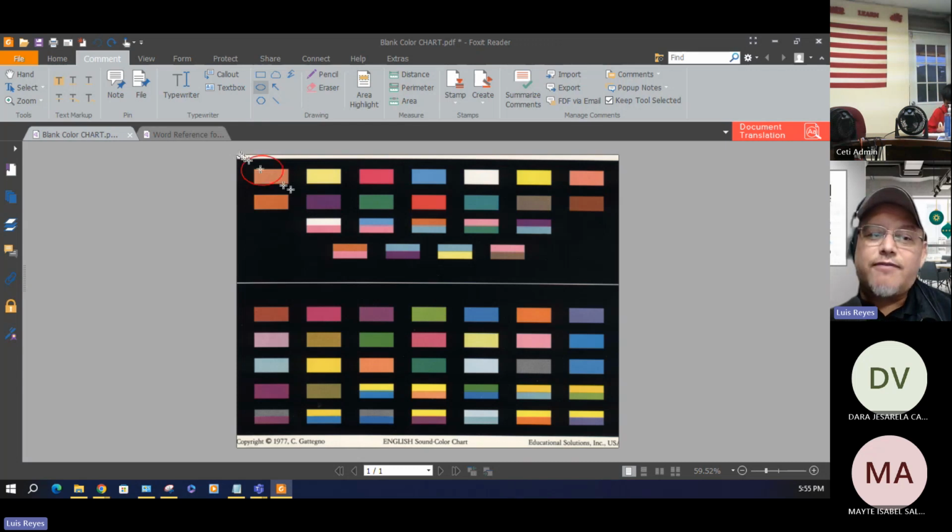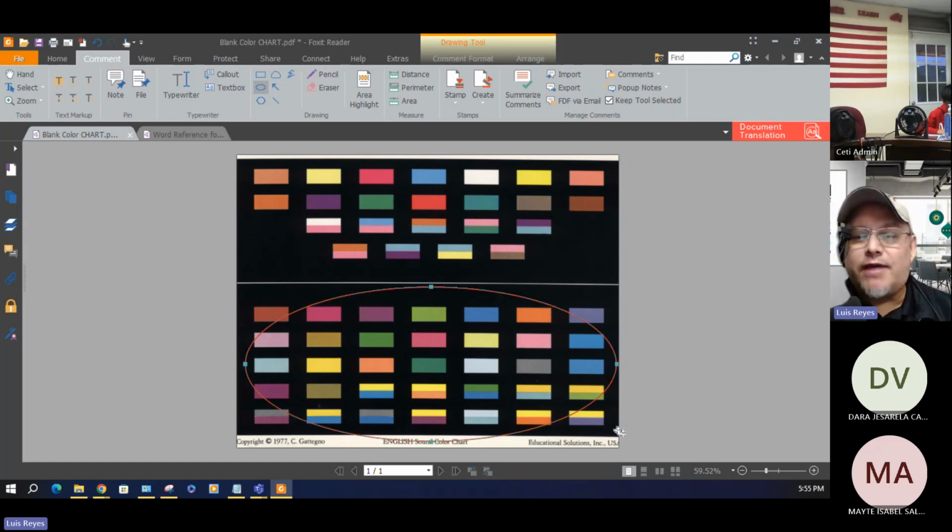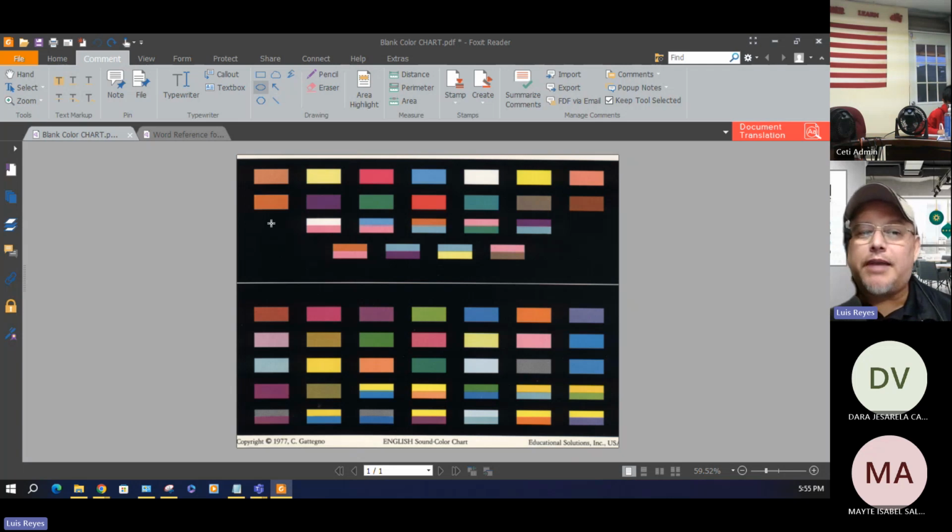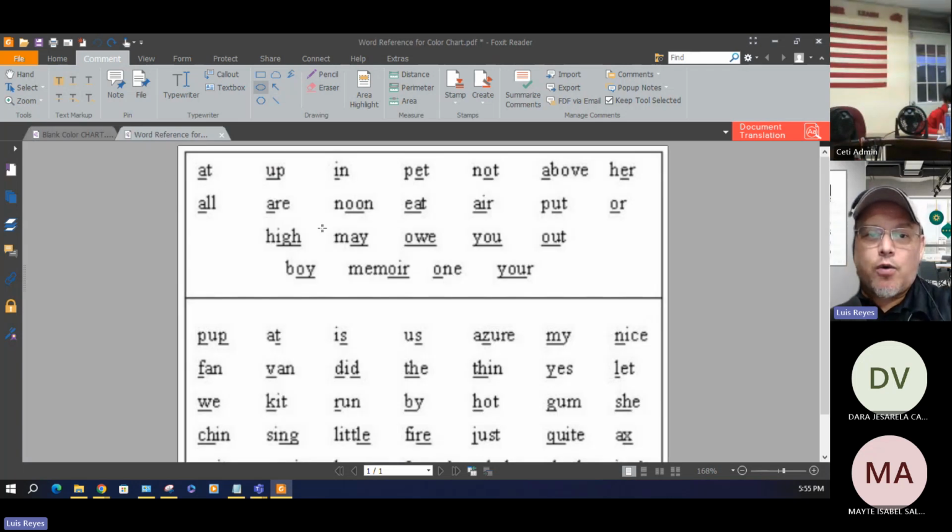The 5 vowel letters pronounce 23 vowel sounds, and the 21 consonant letters pronounce a total of 35 consonant sounds. That's how we get 58. And we have two basic tools. We're going to use our blank color chart, and we're also going to use our word reference chart. We call it the word chart. That is what we're looking at right here.